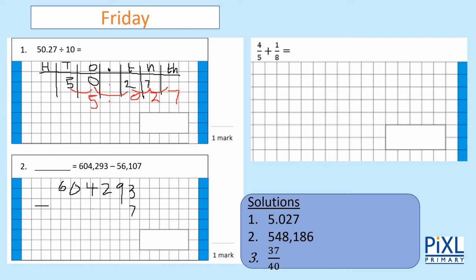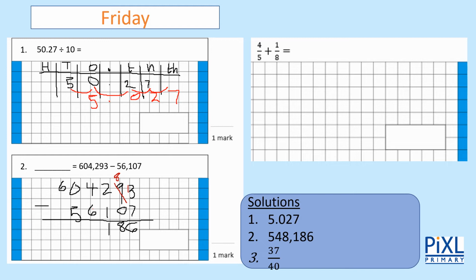So in my ones column I'm going to put a 7, in my tens column I'm going to put a 0, in my hundreds column I'm going to put a 1, in my thousands a 6, and in my ten thousands I'm going to put 5. Right, 3 take away 7, I can't do it. I'm going to have to exchange and regroup from my 9. So my 9 becomes an 8 and my 3 becomes a 13. 13 take away 7 is 6. 8 take away 0 is 8. 2 take away 1 is 1.